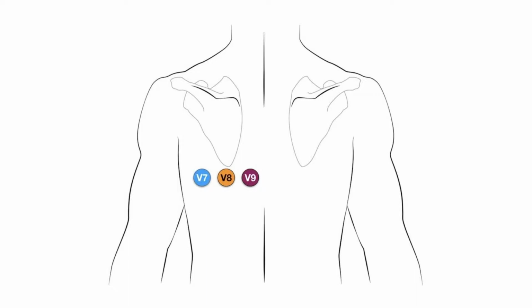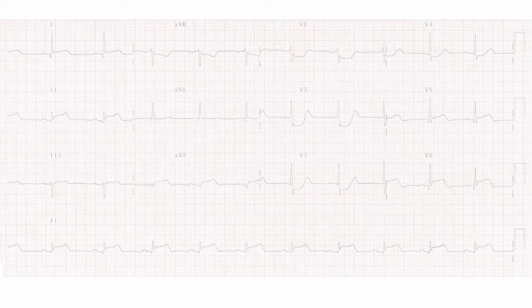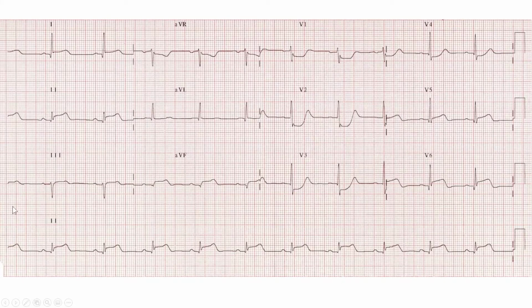So, if we do this, here's an example of an ECG. Now in this ECG, you can see in V1, V2, and V3, there are large segments of ST depression, and this already increases my suspicion of posterior MI in this patient. So I would get a set of posterior leads for this patient.